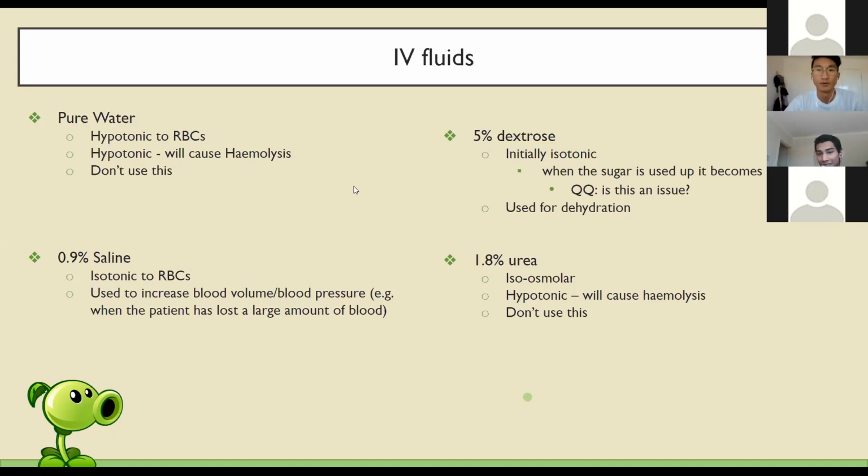5% dextrose is initially isotonic, but when the sugar is used up, it becomes hypotonic. So quick question, what happens? Is that an issue?